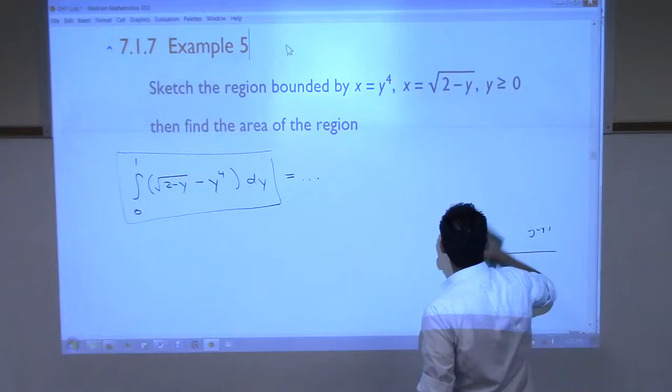Because if I do vertical, what happens? It's just one thing, right? If I draw a vertical rectangle in there, no matter where I draw it, which one's the top one? Red one's on top, bottom one's the blue one, right? No matter what. So as I move all the way through, I've got the same upper and lower functions.